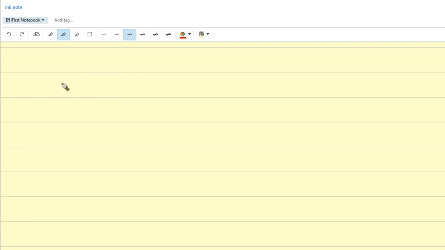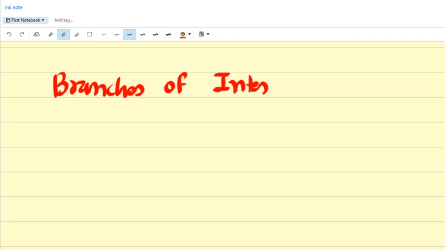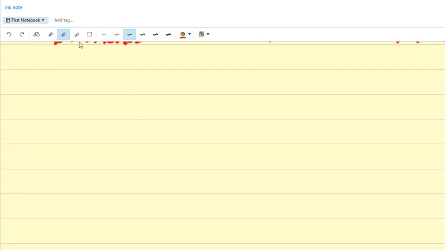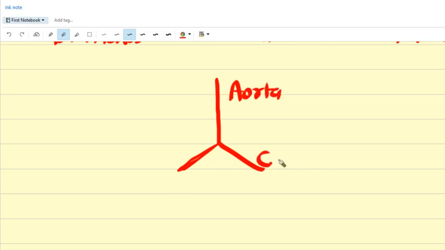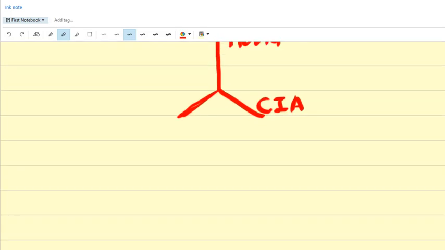We will talk about branches of internal iliac artery. We all know that the aorta bifurcates into two common iliac arteries. This is aorta. These both are common iliac artery. Now this common iliac artery bifurcates into two. It is external iliac artery and that is internal iliac artery.